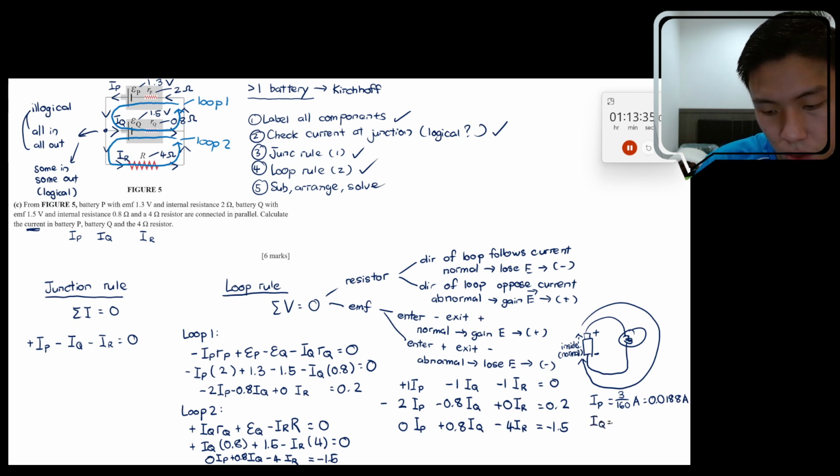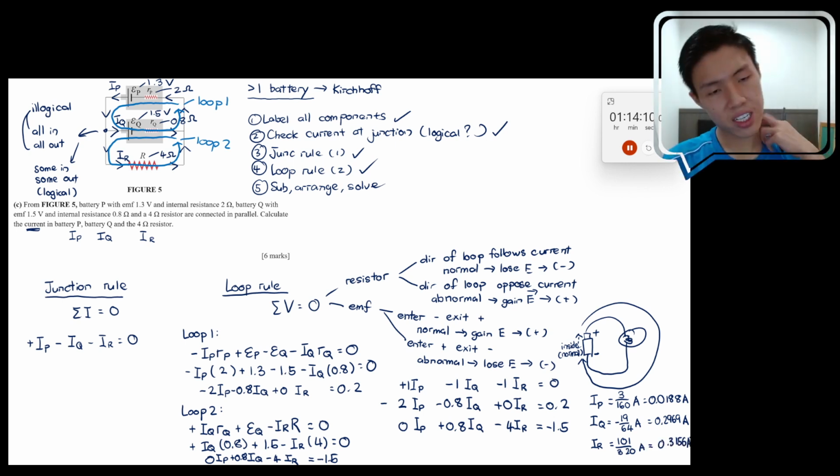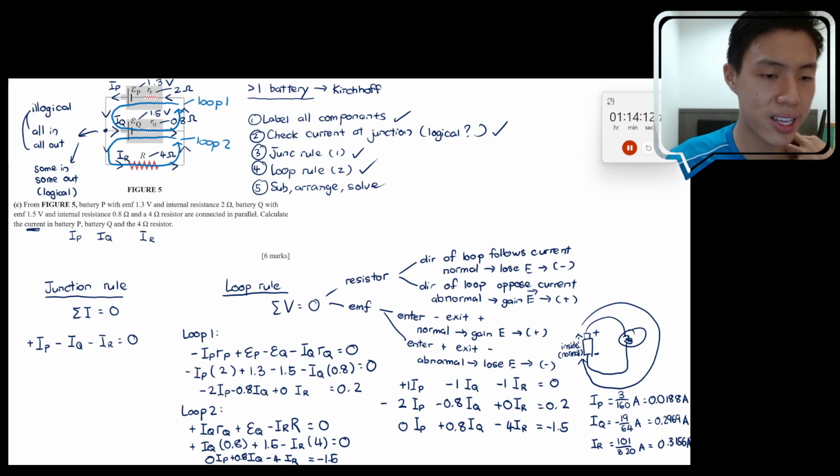IQ is equal to negative 19/64 ampere. That's equal to 0.2969 ampere. IR is equal to 101/320. That's equal to 0.3156 ampere. Okay, write it to 3 decimal places. I think it's enough. 4 is a bit too much, but that's basically it.